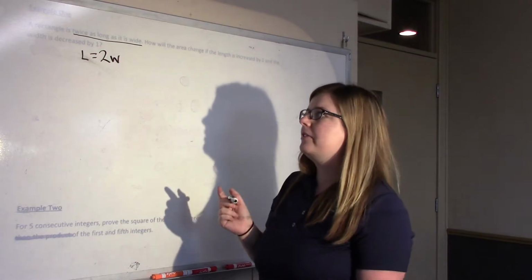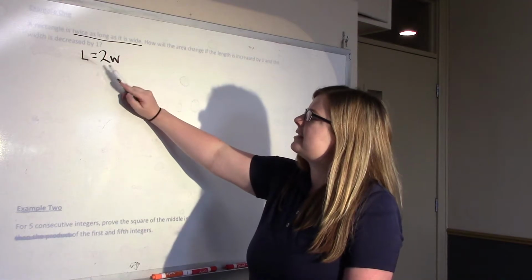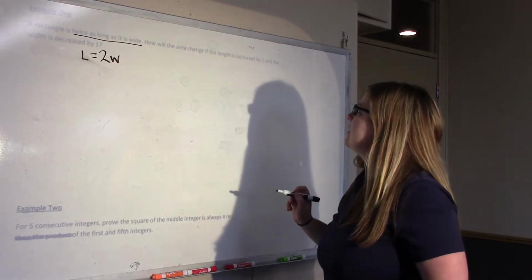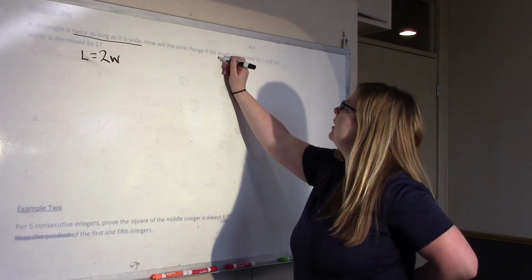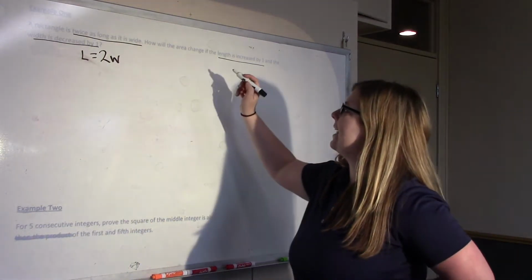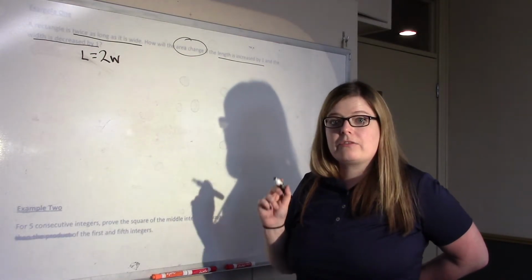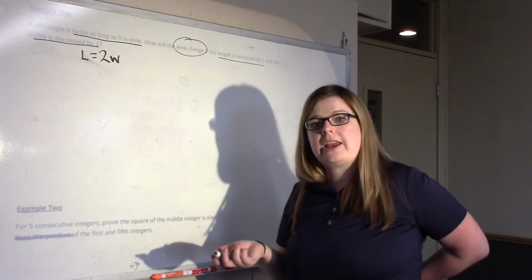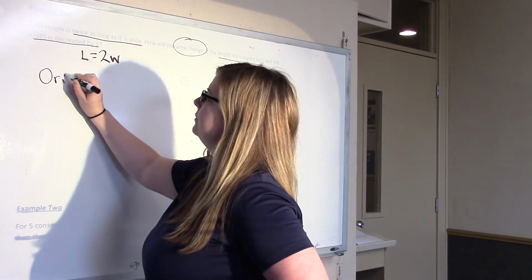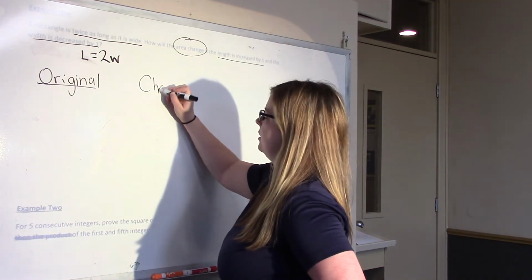Okay? So when I see something written like that, I want to rewrite it as a math statement. So it's twice as long as it is wide. So its length is 2 times its width. That fits. Okay. So how will the area change if the length is increased by 1 and the width is decreased by 1. Okay, and it's asking how the area will change. So we need to create two triangles, our original triangle and then our changed triangle, and see how the two areas compare. So we have our original triangle and then our changed triangle.